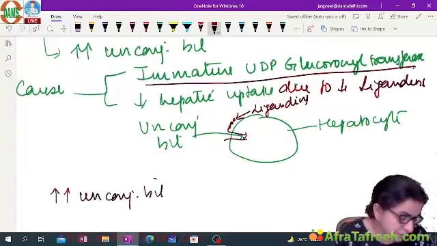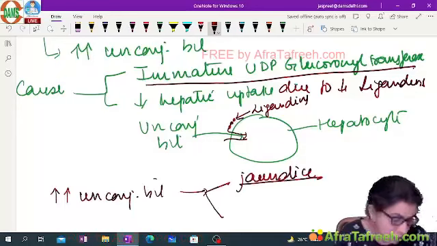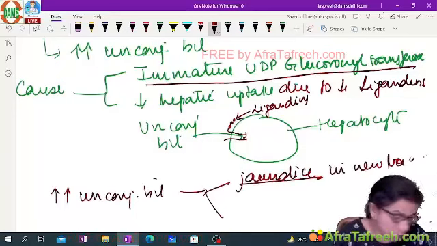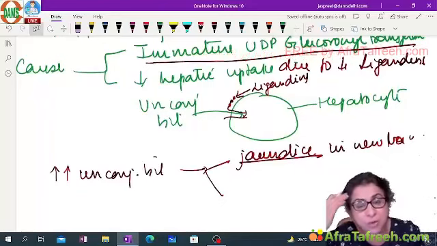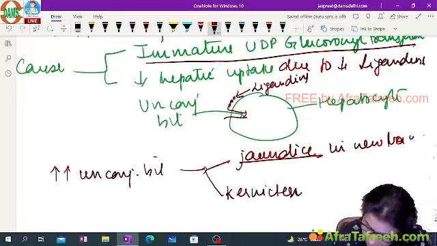The child will have jaundice. So the newborn will have jaundice. Second, sometimes if the bilirubin level is high, bilirubin can cross the blood-brain barrier and reach the brain. When it reaches the brain, this is called kernicterus.